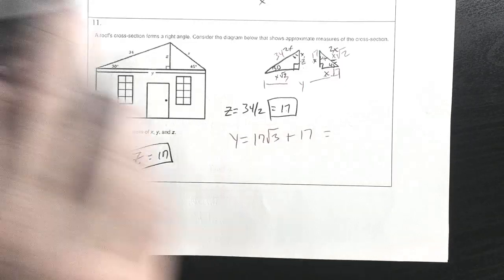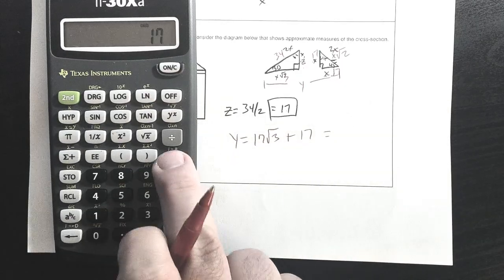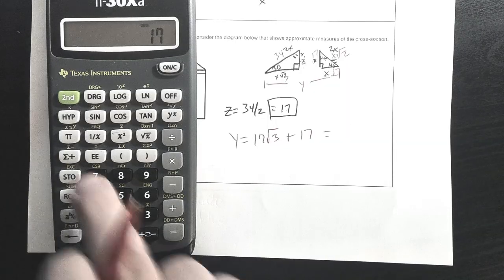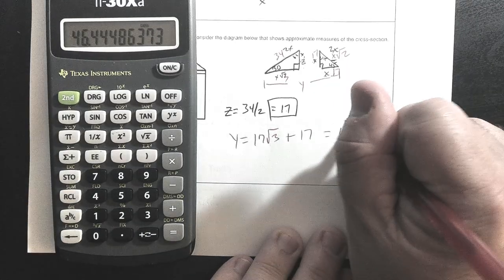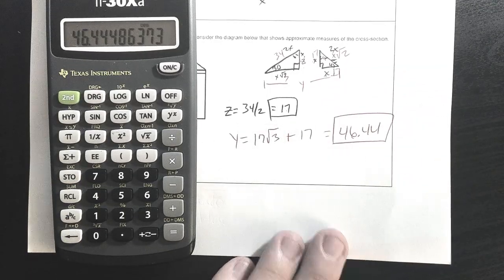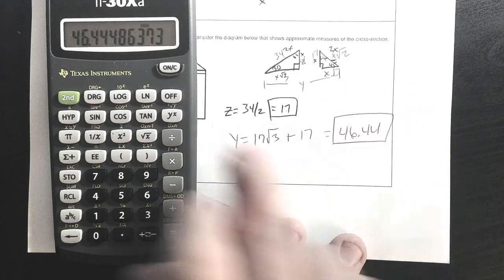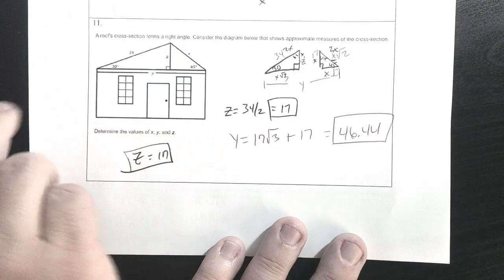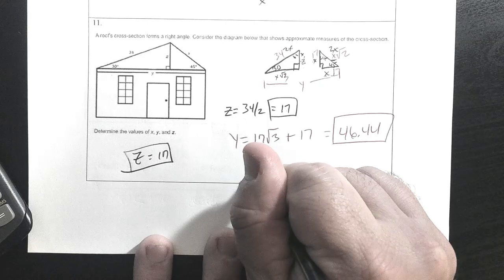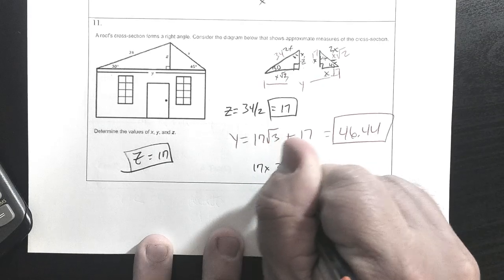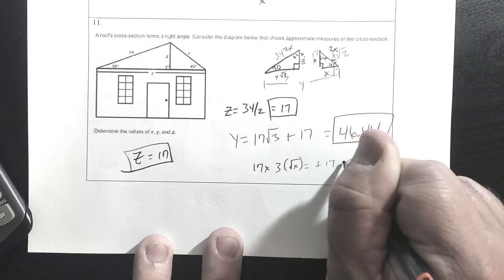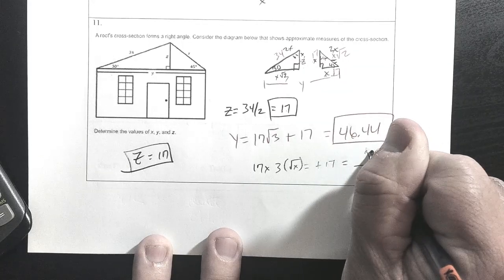So use your calculator. 17 times 3 square root equals plus 17. It's 46.44. I may have told you guys wrong. We did backtrack, but if you have something different, or you're checking your notes, that's why it's different. So in the calculator, it'll be 17 times 3 square root button equals plus 17 equals, and that's how you get that right there.